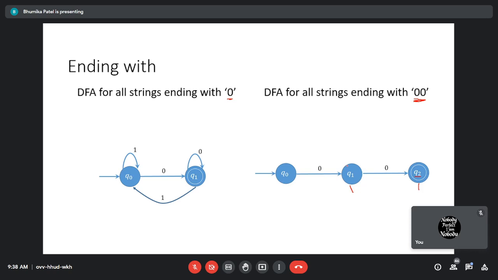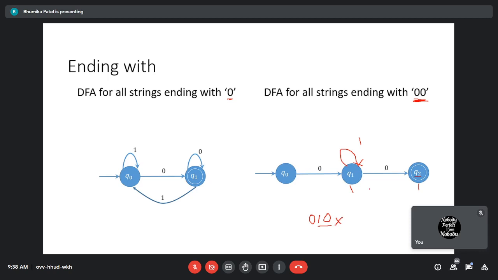If I take 1 here, then it will read 0. Then it can take 1 and it is going to end with 0. So it is ending with 1 0, and our pattern is 0 0. So it must be rejected.